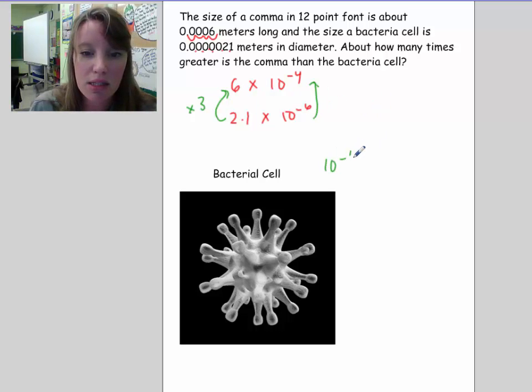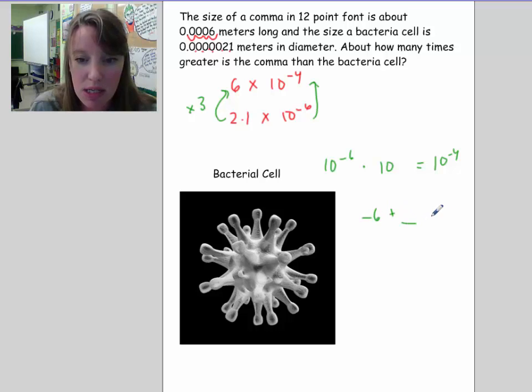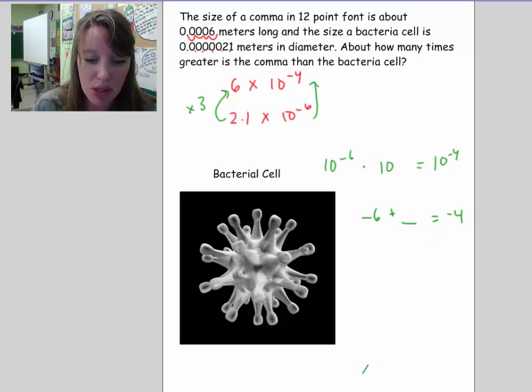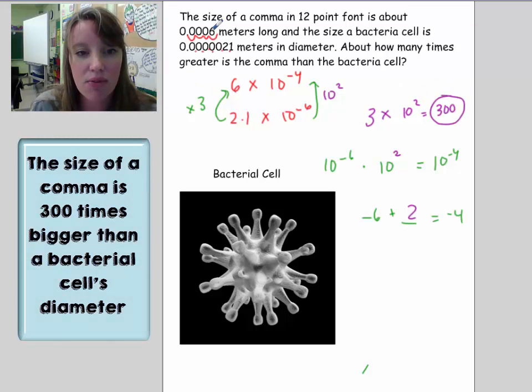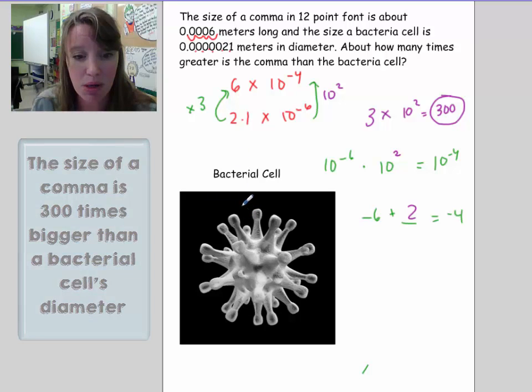And 10 to the negative 6 times some power of 10 is going to be equal to 10 to the negative 4. So think about what you would add to negative 6 in order to get to negative 4. The answer here would be 2. So it's 10 squared. The coefficient you need to multiply by 3 to get from one to the other, and you need to multiply by 10 squared. Well, we put those two ideas together, 3 times 10 squared, that's going to be 300. So the size of a comma in 12-point font is 300 times bigger than the bacteria cell's diameter.